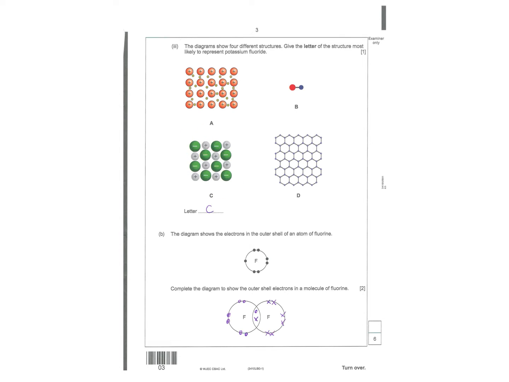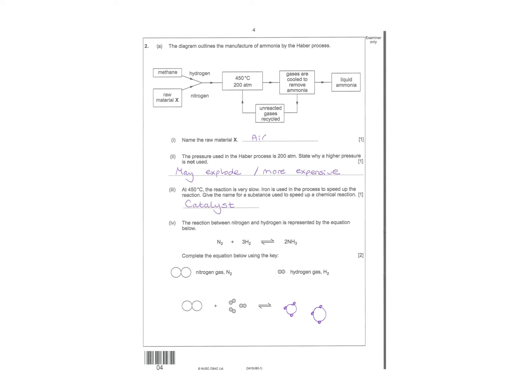Okay, that's going to be some sort of simple covalent bond. That's a metal, and that looks like graphene potentially, but I could be wrong. It doesn't look like graphite because it's not got the layers. Then it says to do the electron structure of fluorine, so two of them. You'll have two atoms where they'll share two electrons.